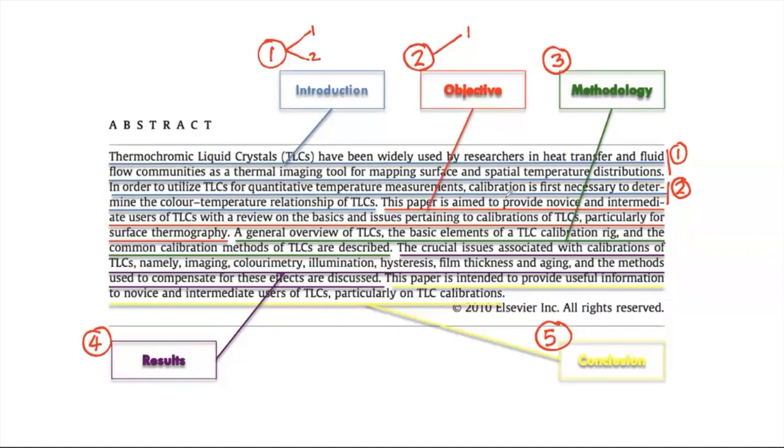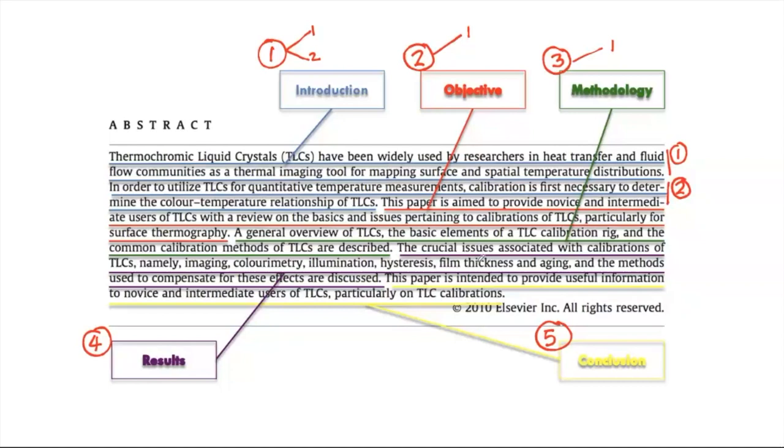Next, we go into the methodology. Over here, a general overview of TLCs, the basic elements of a TLC calibration rig, and the common calibration method of TLC are described. This is the methodology, right? So still, it is only one sentence. Just clearly say that these are the methodology or the approach.